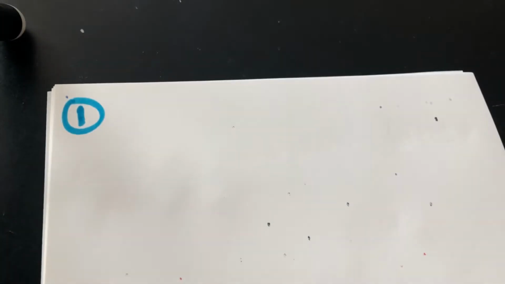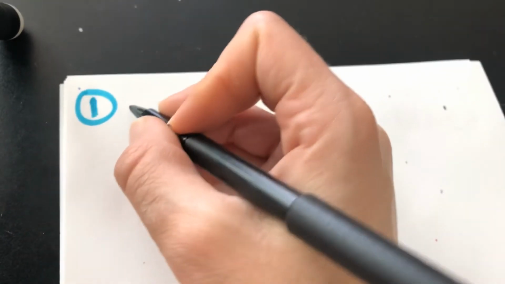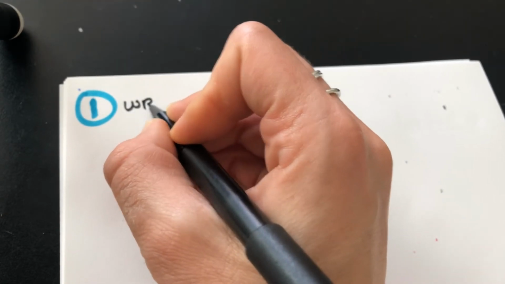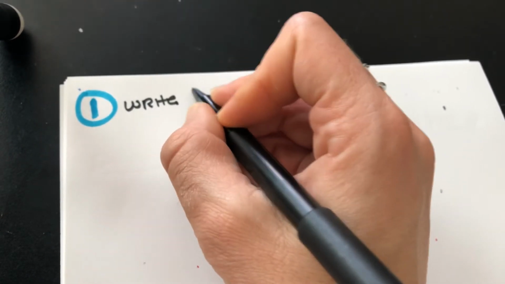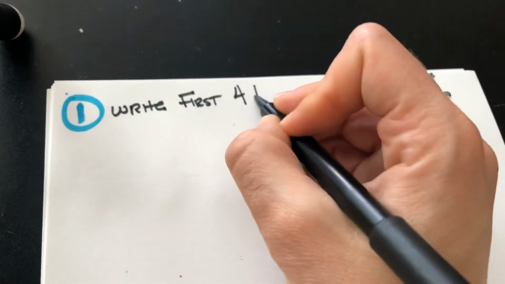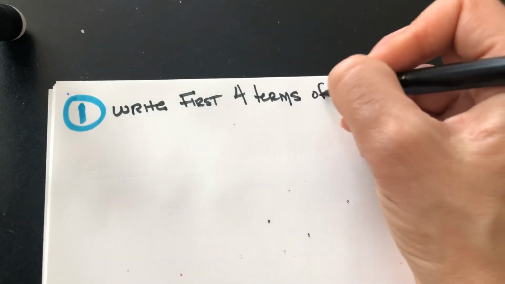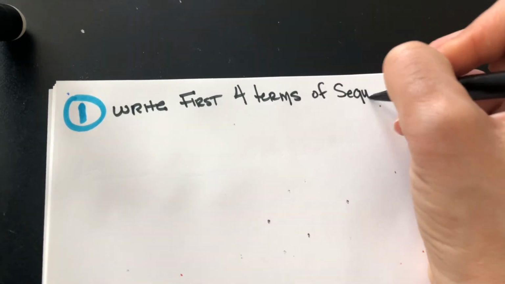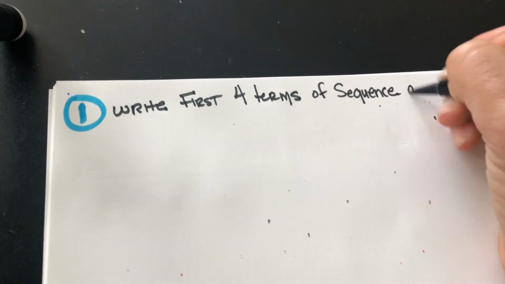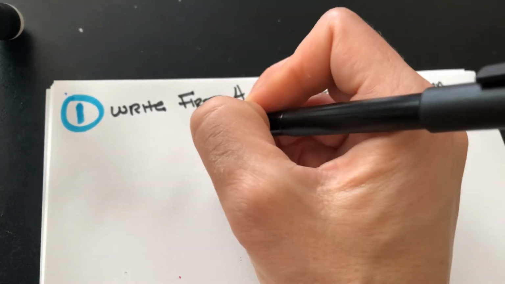All right, so the first type of question I could ask you from the recursive rule. Here's your question. Let's write this down. So the question can say, write the first 4, very basic one, let's do very basic, first 4 terms of your sequence given. Okay, so just write this down.